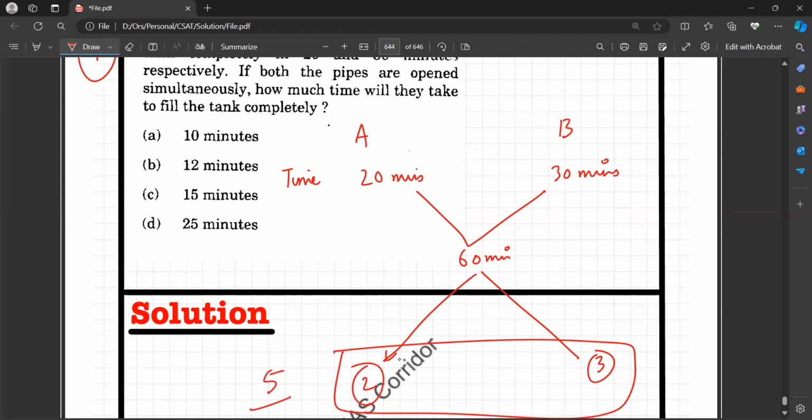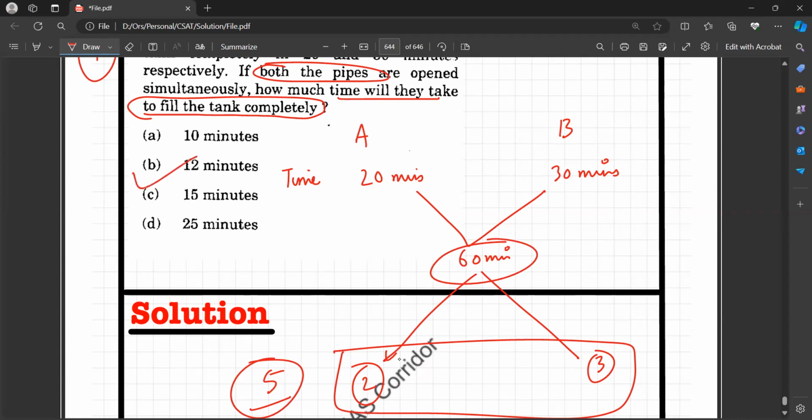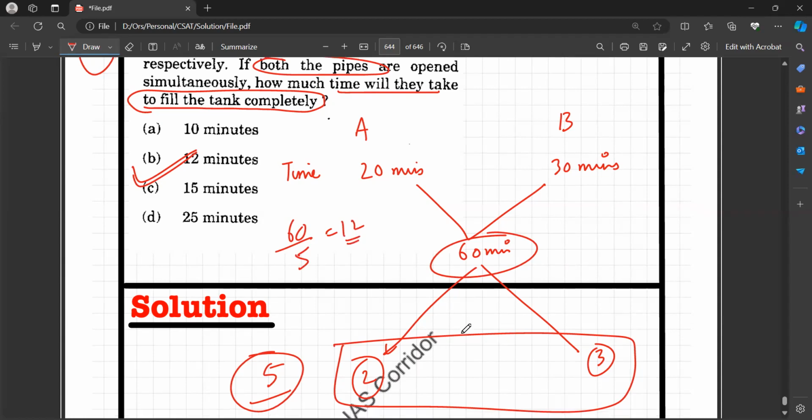How much is the total efficiency? 5. What has the question asked? How much time will they take to fill the tank completely if both the pipes are open? If both the pipes are open, 60 minutes. 5 is the efficiency. How much time? 12 minutes. Is it clear? 60 by 5. Got it? Let us proceed to the next problem.